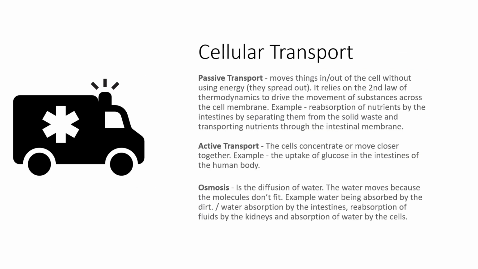Cellular transport, there's passive transport, which is how things move in and out of the cell without using energy. They spread things out. An example of this would be reabsorption of nutrients by the intestines. They separate them from the solid waste, and then they transport the nutrients through the intestinal membrane. There's active transport where the cells concentrate closer together and they move together. An example of this is going to be an uptake of glucose in the intestines of the human body. Osmosis is the diffusion of water. Water moves because the molecules don't fit.